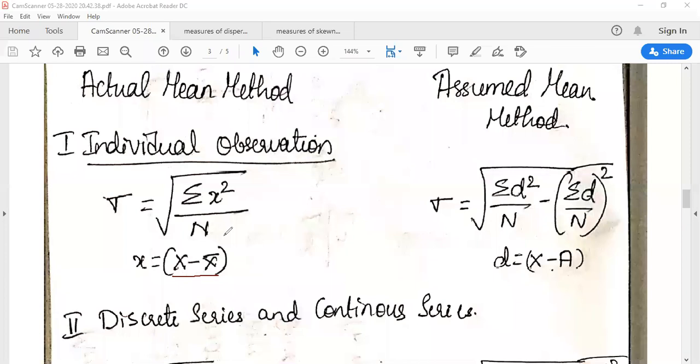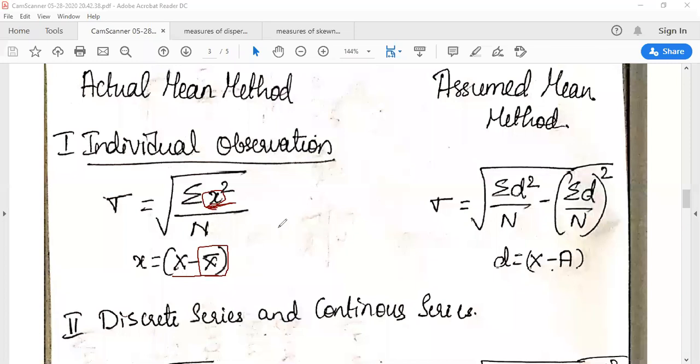The mistake that students make in standard deviation is that they think this x square is the normal data, and they calculate it that way, where their answer goes wrong. So this small x is the deviation which you are supposed to calculate. That is under actual mean. Now if you see here, we have taken arithmetic mean or x bar directly. So that is why it is the actual mean method.